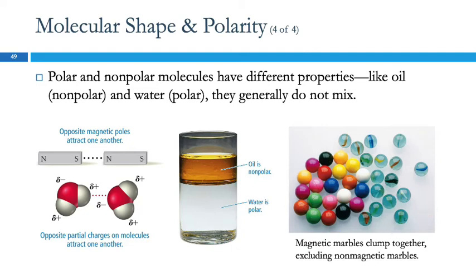And you can imagine what would happen if you dumped a bunch of marbles together. Some are magnetic and some are not. The magnetic marbles are going to clump together, and they're going to exclude the non-magnetic ones. So what happens here with oil and water is the water molecules are really attracted to each other. They're not attracted to the oil molecules. The oil molecules aren't very attracted to each other either. And so water is like a really big clique of mean girls, right? They're just so into themselves, and they're going to exclude anybody else that wants to come in.